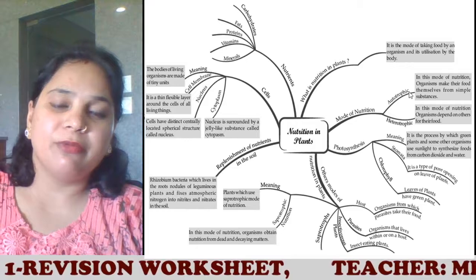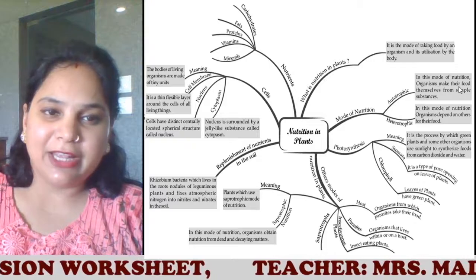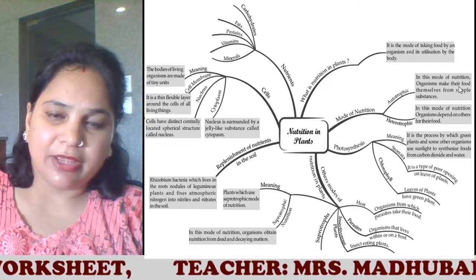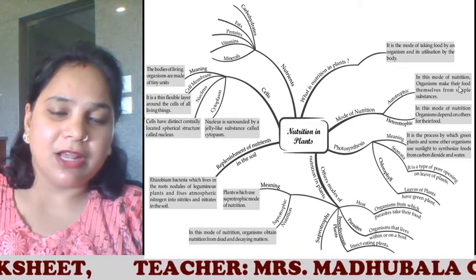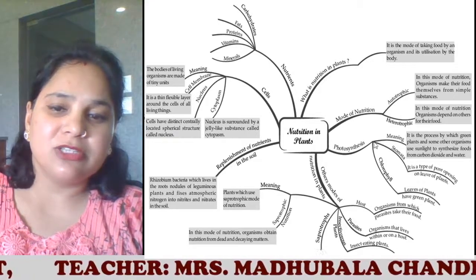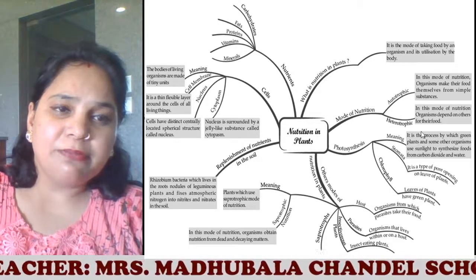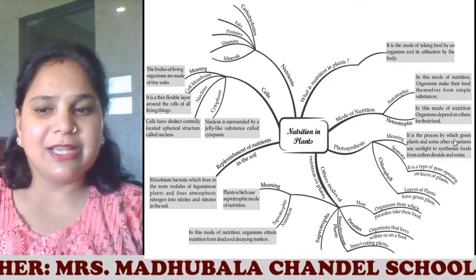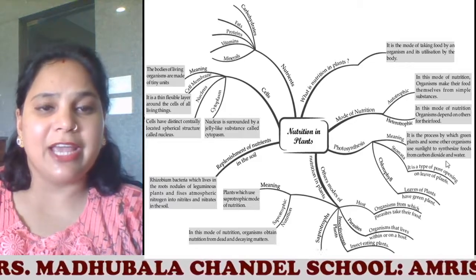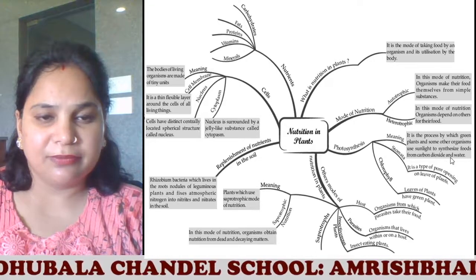What is the autotrophic mode of nutrition? In this mode of nutrition, organisms make their food themselves from simple substances. Examples are plants. Auto means self. They make their food on their own with the help of a process called photosynthesis. What is photosynthesis? It is a process by which green plants and some other organisms use sunlight to synthesize food from carbon dioxide and water. These are the requirements for the process of photosynthesis.